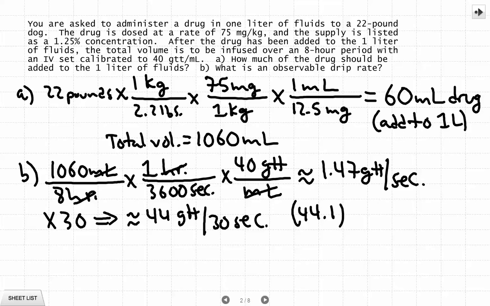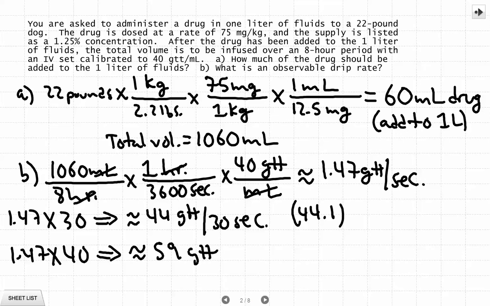If you want to try another interval of time, you could take the 1.47 and multiply it by 40 to see what you get for a 40-second interval. So 1.47 times 40 gives us 58.8. So that's approximately 59 drops in 40 seconds. Also an observable quantity. So basically either of these is going to work.